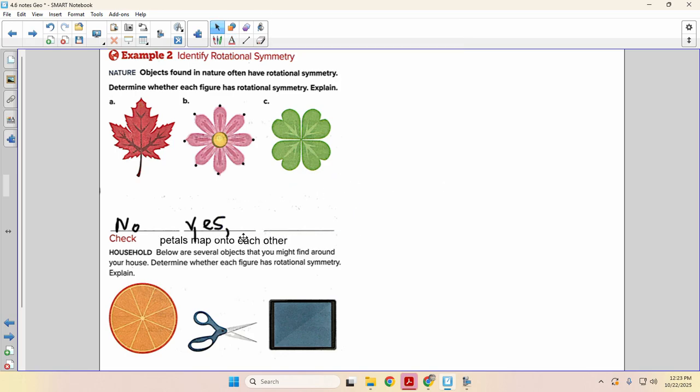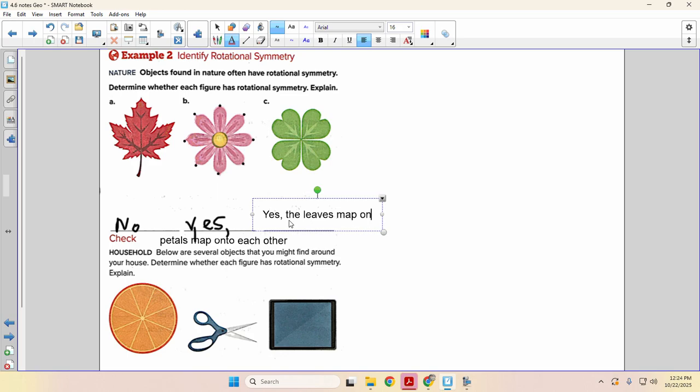All right. And then we have this little 4-leaf clover here. Good luck to you. And we can see that each of the petals of the 4-leaf clover are the same. They're this little heart shape. Their inside part is the same. So this one also has rotational symmetry. So we're going to say yes. The leaves map onto each other.